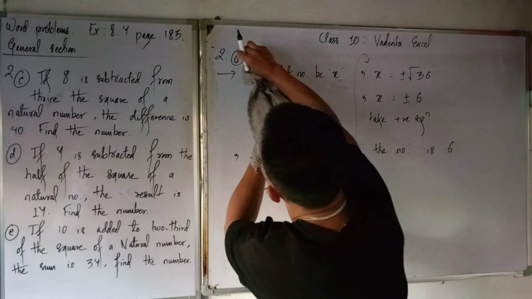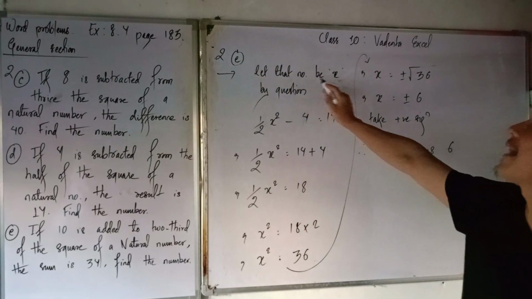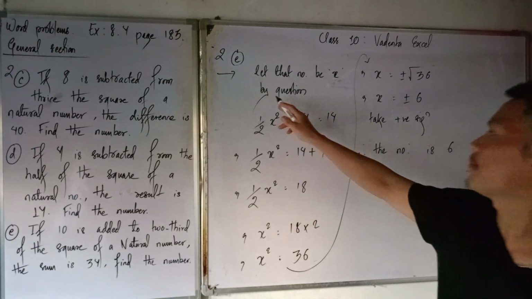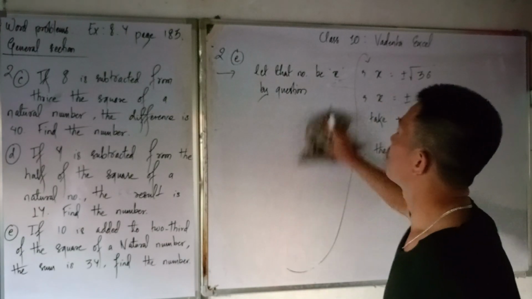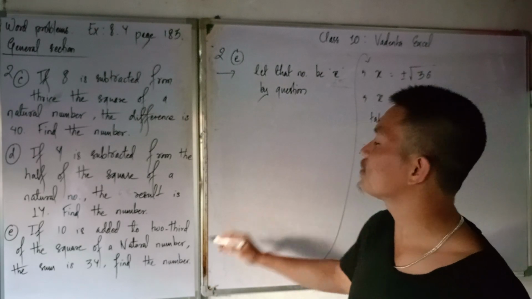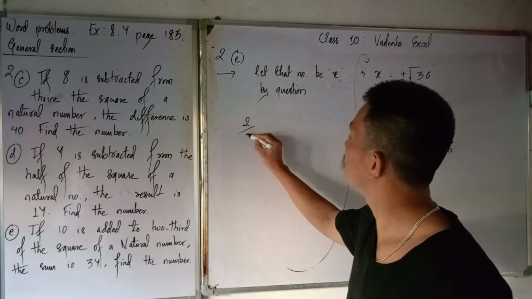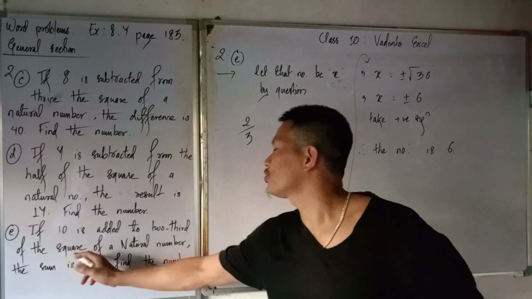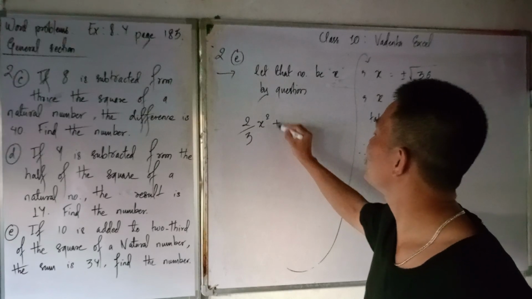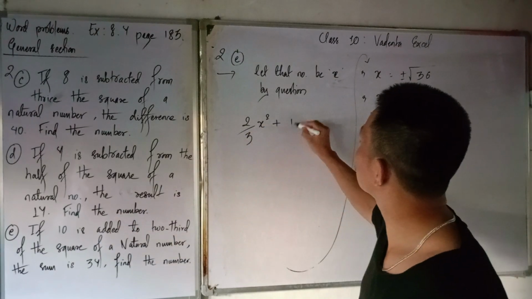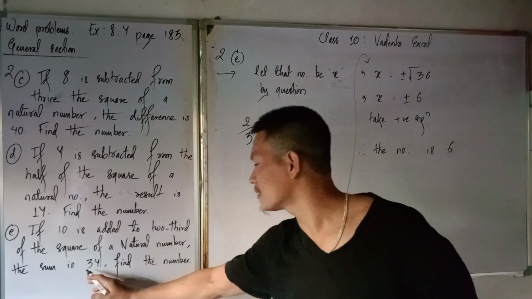This one is very easy also. Let that number be x. Then by equation, now here this will be changed. For 2E, if 10 is added to 2/3 of the square of the natural number, then the resultant sum is 34.